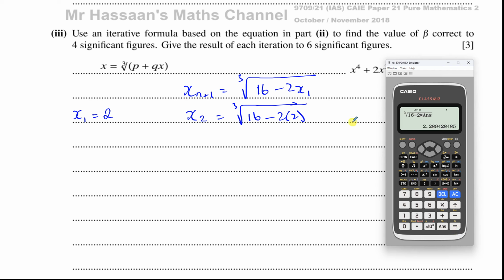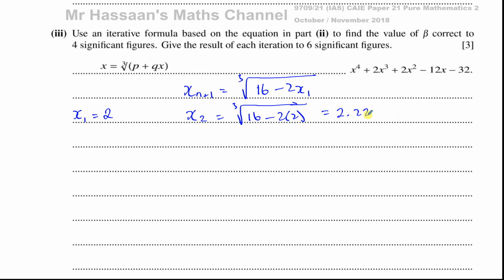That gives me 2 point, and they want us to write the result of each iteration to 6 significant figures. So we have 1, 2, 3, 4, 5, 6. So 2.28942, and there's going to be 43 at the end: 2.28943. That's 6 significant figures for each iteration, and the final answer to 4 significant figures.